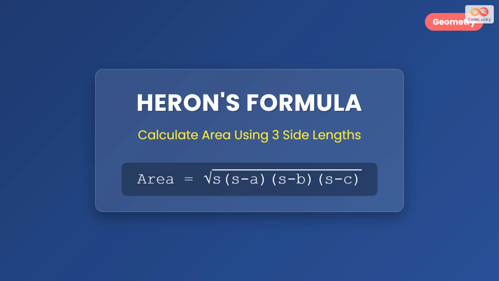Today, we are going to learn a powerful method called Heron's formula. This formula allows us to calculate the area of any triangle when we only know the lengths of its three sides.